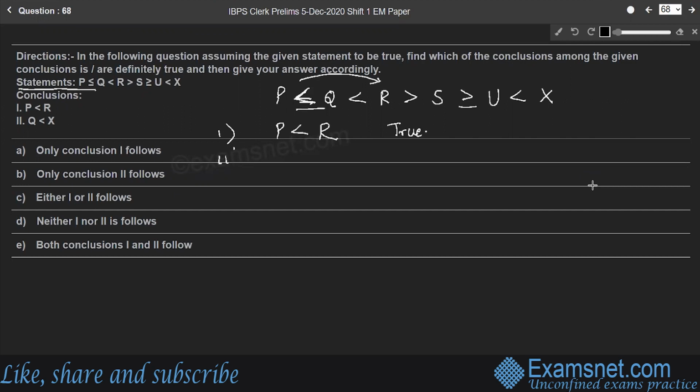Whereas conclusion 2, here Q < X. Look at Q, it is less than R, but it is not necessarily less than X, because R is greater than S, S is also ≥ U, only U is less than X, right? And this conclusion is false. So conclusion 2 does not follow, right? Only conclusion 1 follows. Therefore, option A is the right answer.